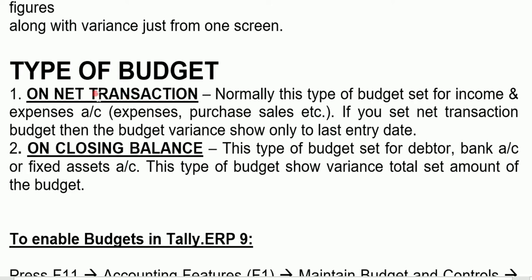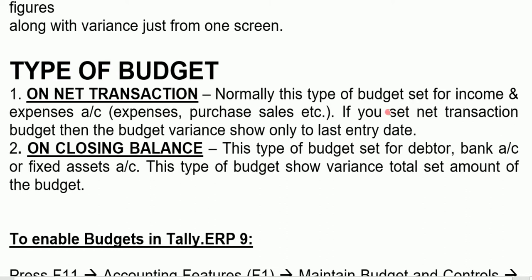So in Tally, there are two types of budgets. There may be a question, what are the types of budgets? Okay, remember, there are two types of budgets: on net transaction and on closing balance. Okay, budgets are taken by using on net transaction or on closing balance.